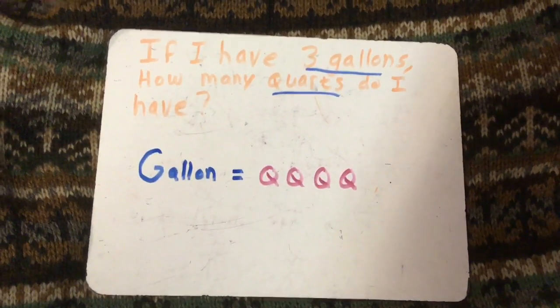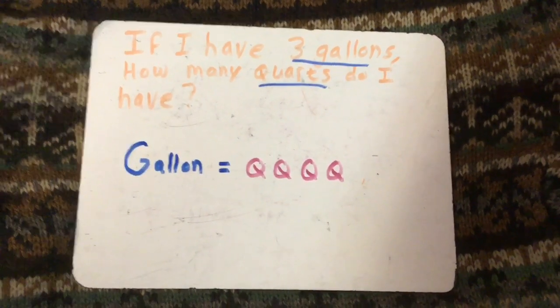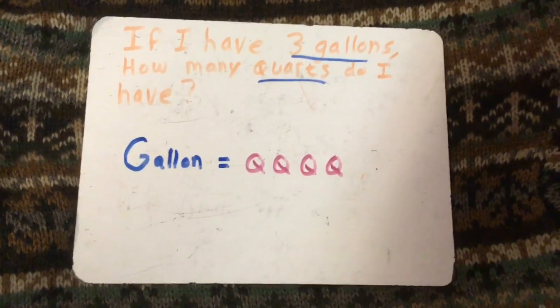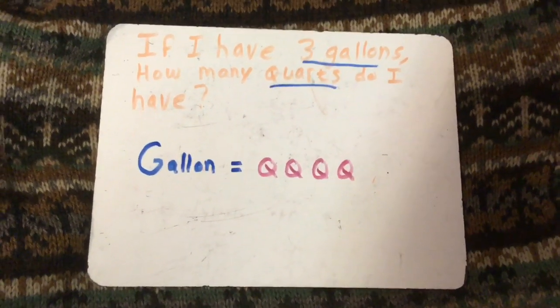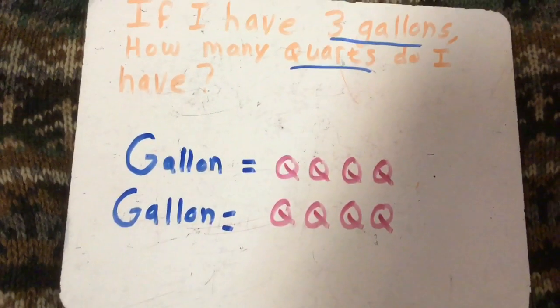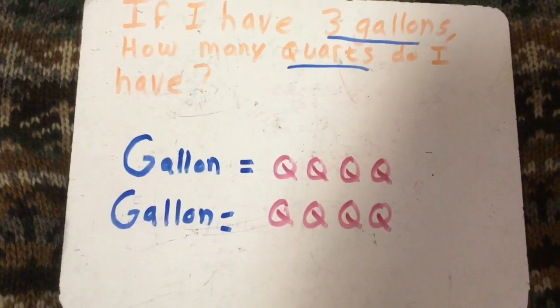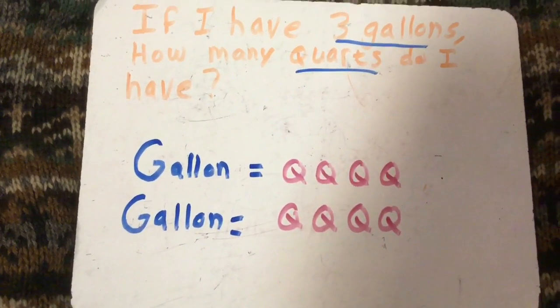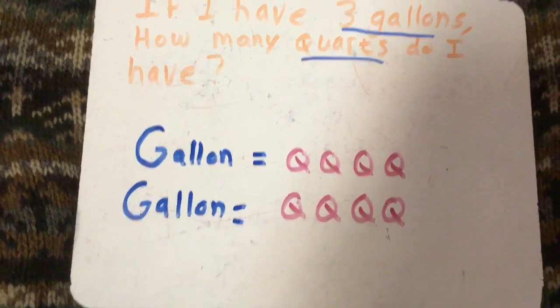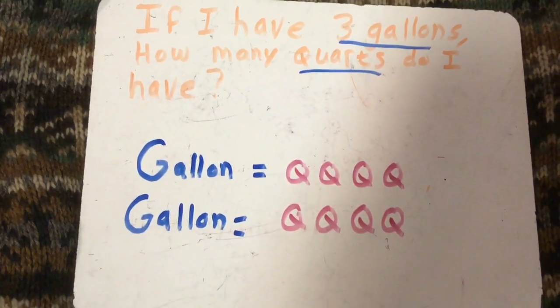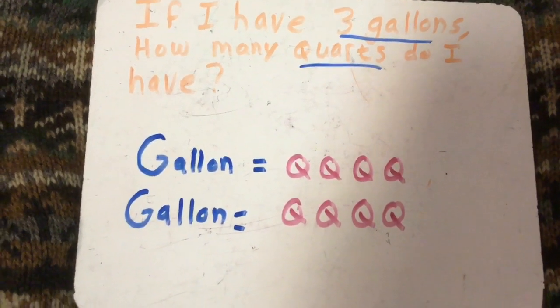Okay, so I'm going to write that down here. A gallon equals 1, 2, 3, 4 quarts. I don't want 1 gallon though, I want 3 gallons. So I want 3 gallons, I'm moving up. Now I have 2 gallons worth in quarts. So I have 1, 2, 3, 4, 5, 6, 7, 8. Because for each gallon, there's always going to be 4 quarts.